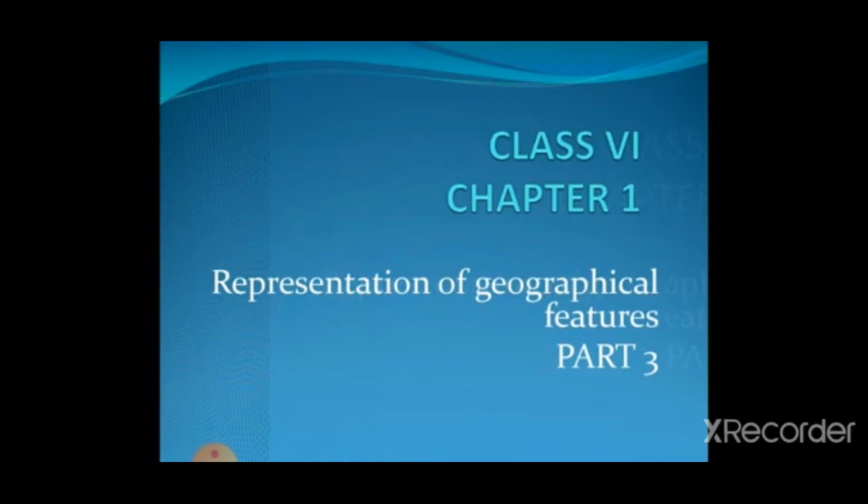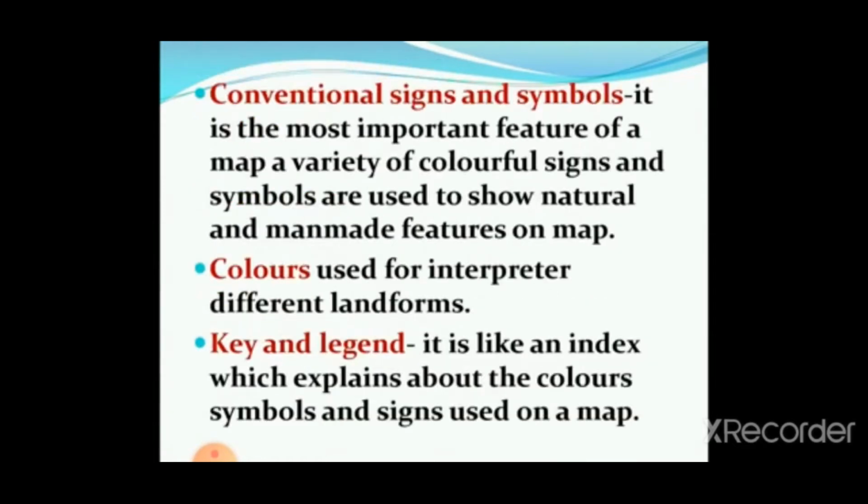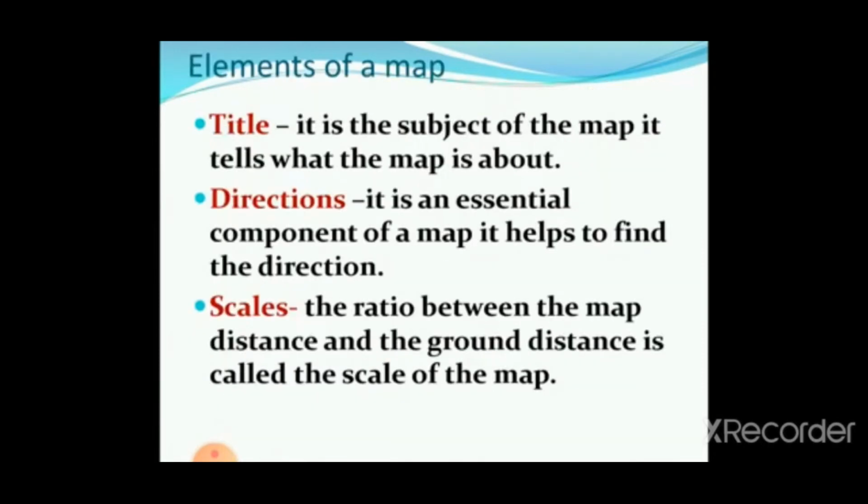There are 6 elements of a map. They are title, directions, scale, conventional signs and symbols, colors, key and legend. These are the 6 important components of a map. Now in your chapter it is given in a very short form because this is a base for your chapter. Along with that, in your class 6 you only have to study about the basic things. So we'll study it in brief. So let's start with the first one, that is title.